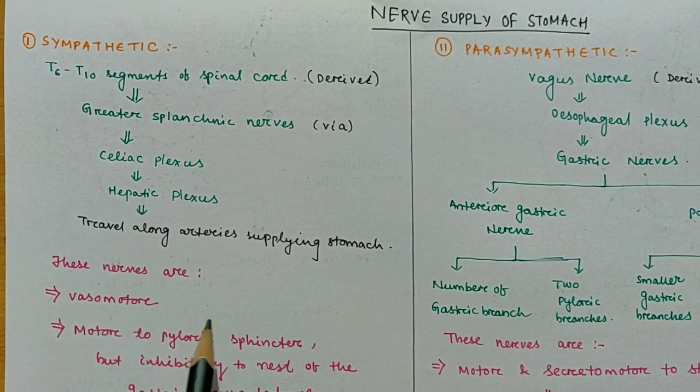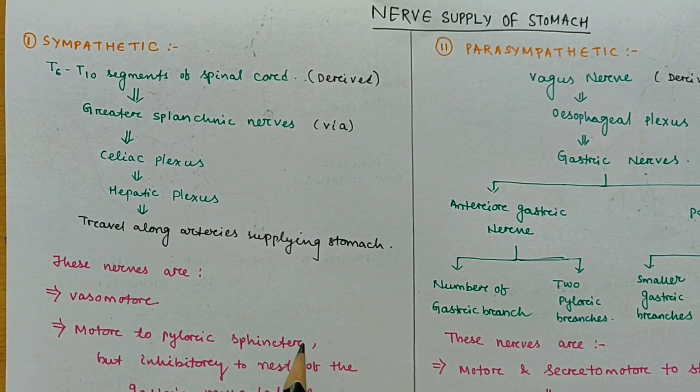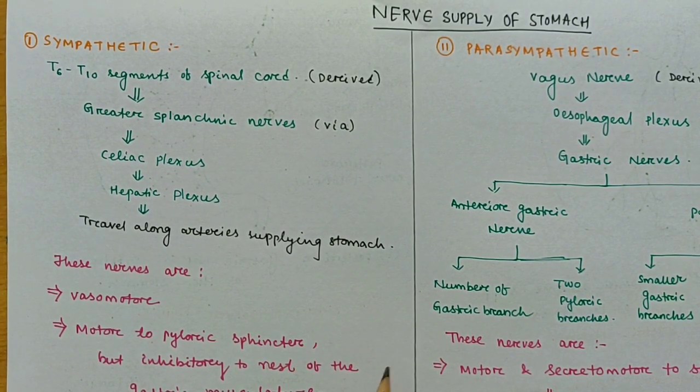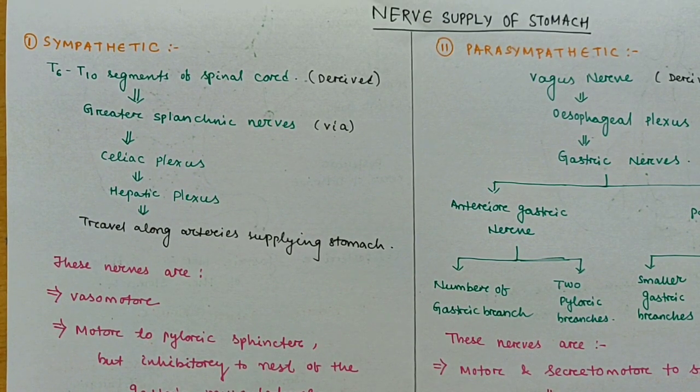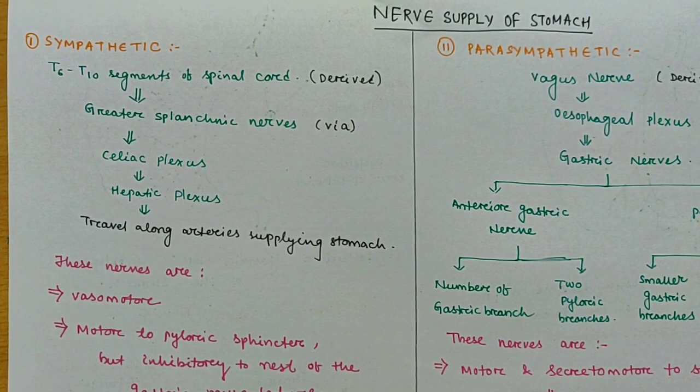These sympathetic nerves are vasomotor, that means they supply the blood vessels, helping in the dilatation and contraction of the blood vessels. They act as motor to the pyloric sphincter but inhibitory to the rest of the gastric musculature, and they are the chief pathway for the pain sensation from the stomach.